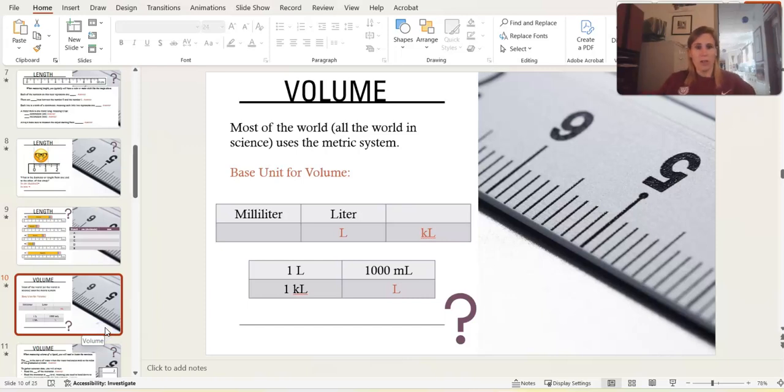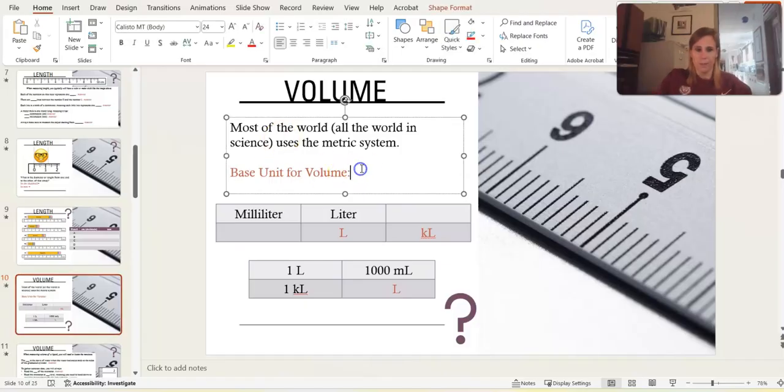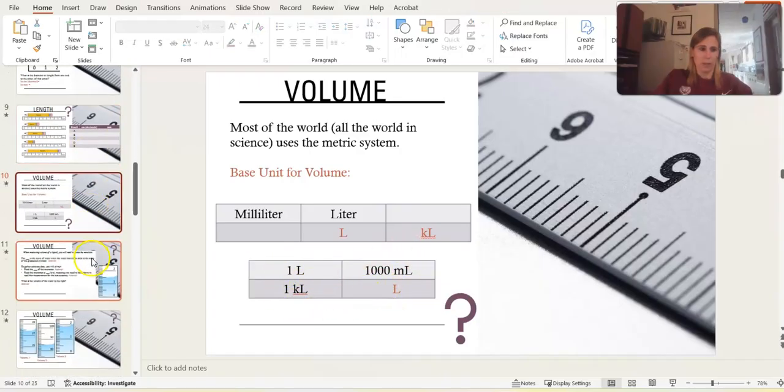Okay, moving on to volume. Most of the world, basically all the world in science, uses the metric system. So what's our base unit for volume? Okay, so again, we talked about that in our notes. You guys can go back and check. These are abbreviations. So here's KL, so tell me what that stands for, and then what's the abbreviation for milliliter. Capitalization matters. Notice the capital L here, but the lowercase k here. Okay, and then this one, you're going to fill in the number. If we have 1 liter is 1,000 milliliters, then 1 kiloliter is how many liters?